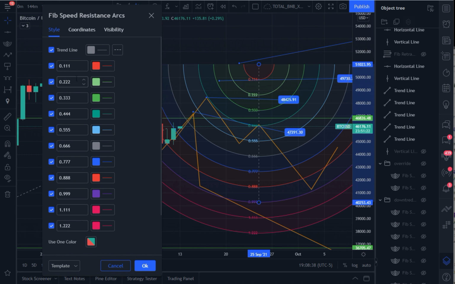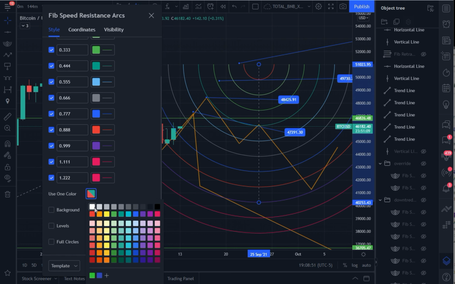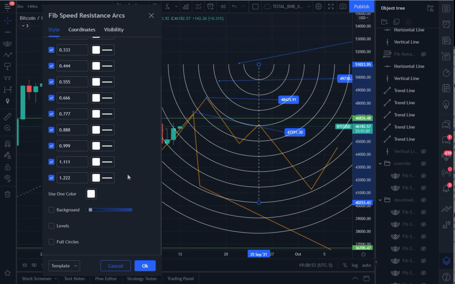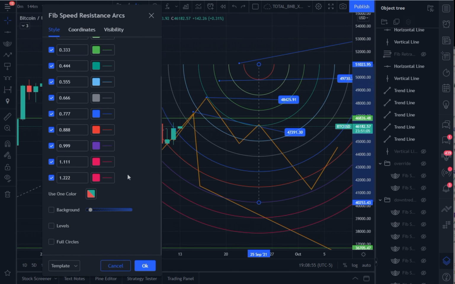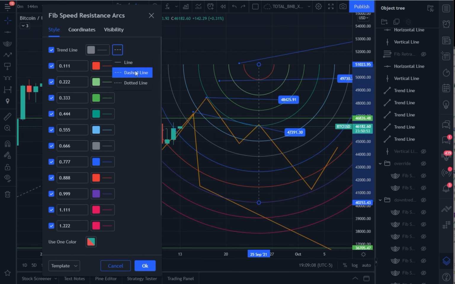It's not just related to levels, but also you can have no background, no levels, because you know where we are. You can have full circles if you want. You can use just one color. The trend line is this one, the gray one, so it will give you the spot until the number 1 and the form of the trend line, of course.